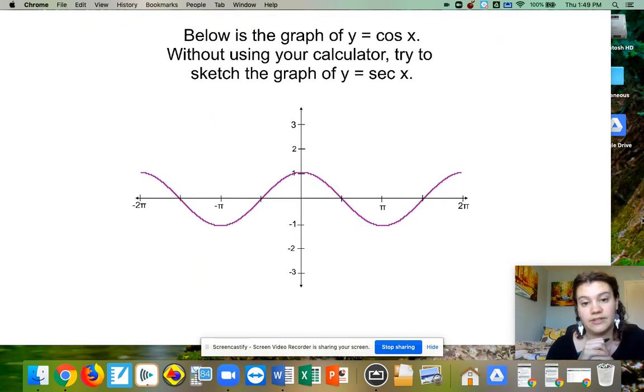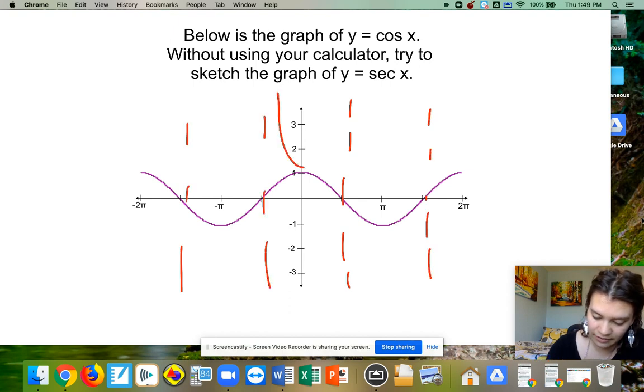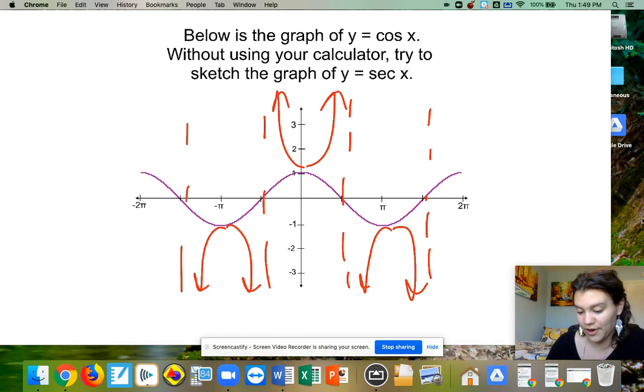So here is a graph of cosine. So without using a calculator, sketch secant with this. So how you do that would be a similar idea. We can draw our asymptotes at zeros. And then peaks become u's, valleys become upside down u's, and that would be your graph of secant.